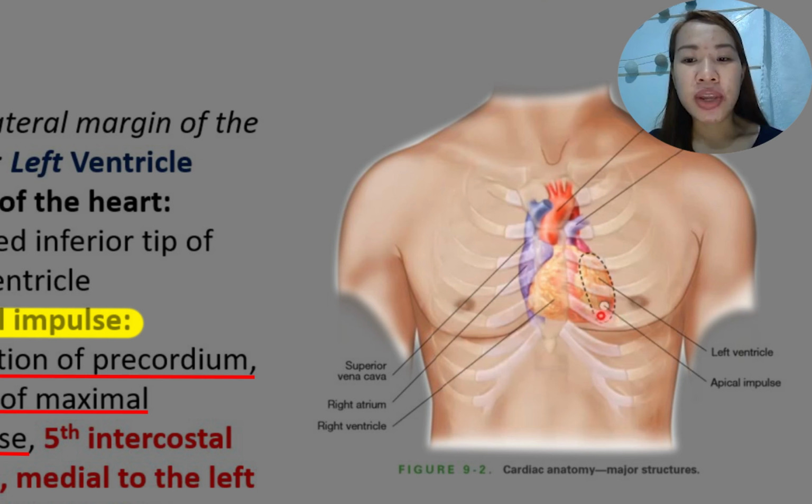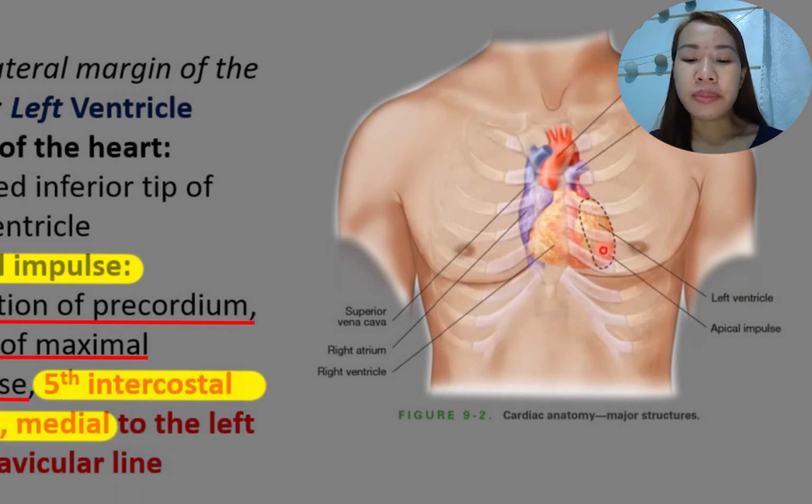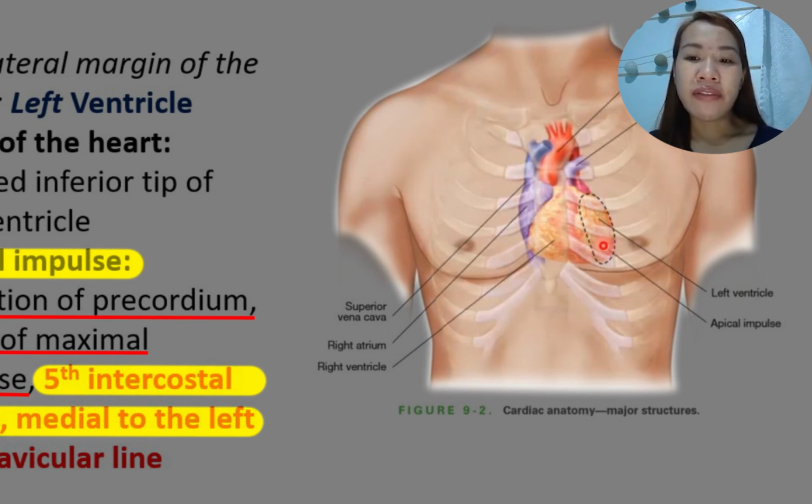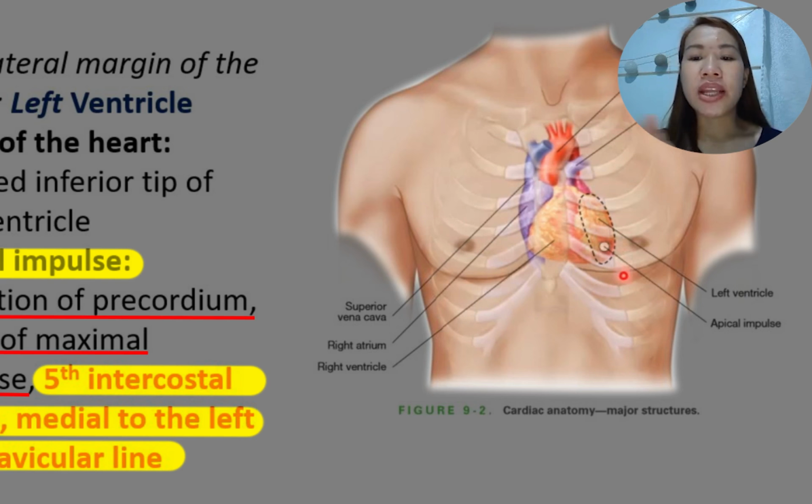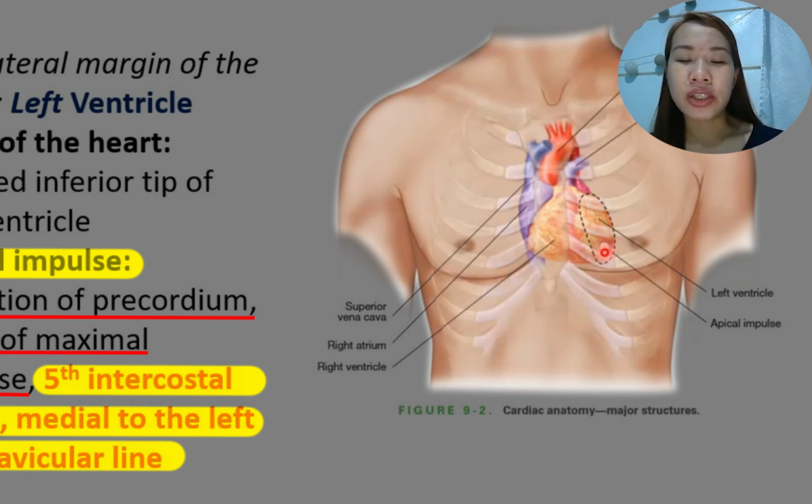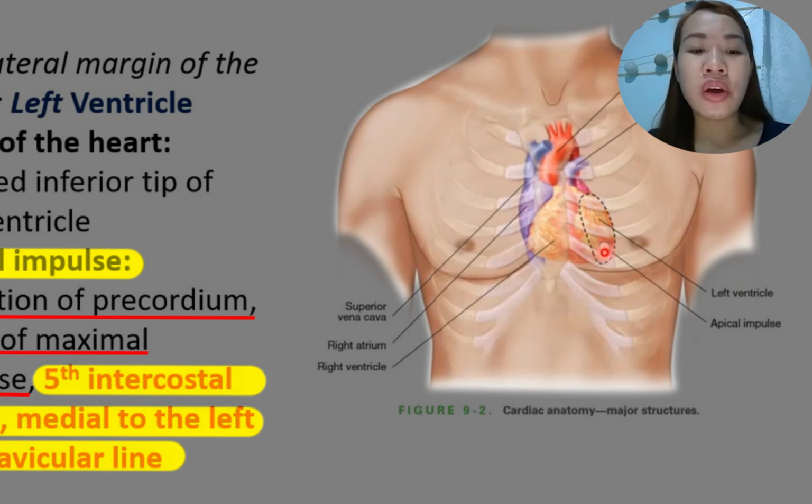It is located at the fifth intercostal space. So 1, 2, 3, 4, 5th. This is where it is located: the fifth intercostal space, medial to the left mid-clavicular line. This is the clavicle. This is the mid-clavicular line. It is located on the medial, not on the lateral portion. So here is the point of maximum impulse. You have to make sure that you understand the location of the PMI.